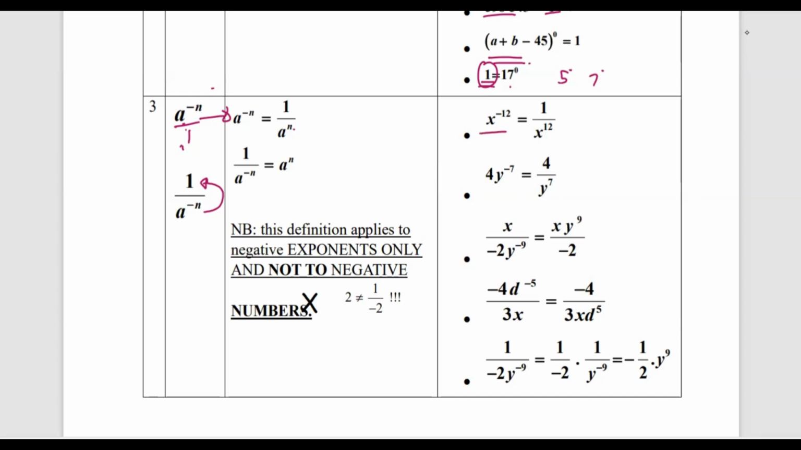So x to the negative 12 is the same as 1 over x to the 12. 4y to the negative 7 is the same as 4 over y to the 7. Why are we not taking the 4 down? Because this negative 7 is only affecting the y and not the 4. 4 is the coefficient. All right, so that is what happens with that. They're giving you the do's and the don'ts, negative exponents, and so on and so forth, okay, as you can see.